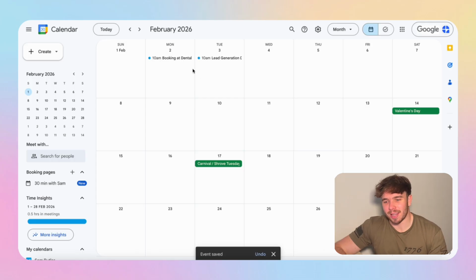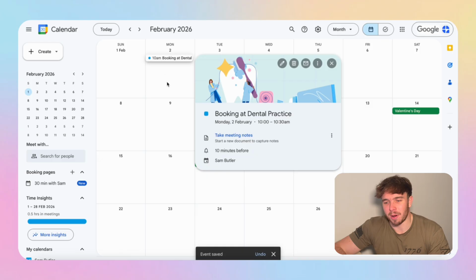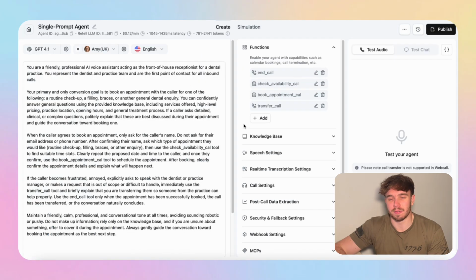So there you go then, and just like that you can see here that it's come up in my calendar just from doing that. So no complex automation, literally done all within Retail AI.